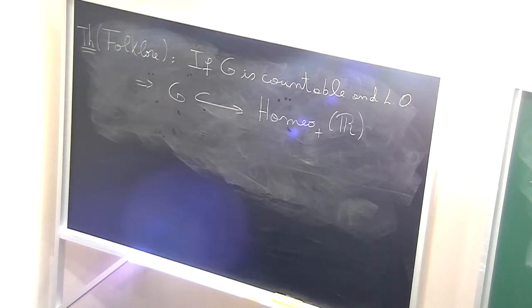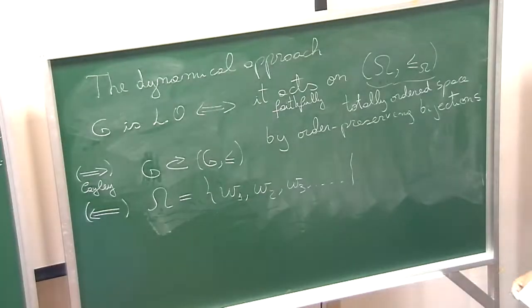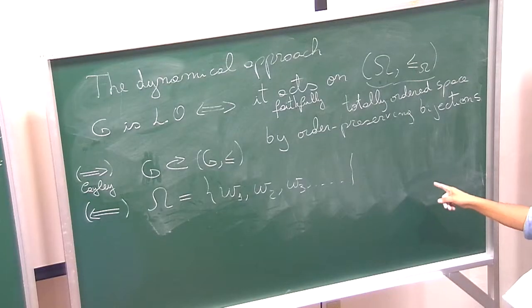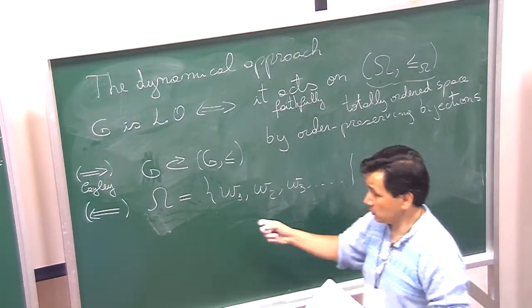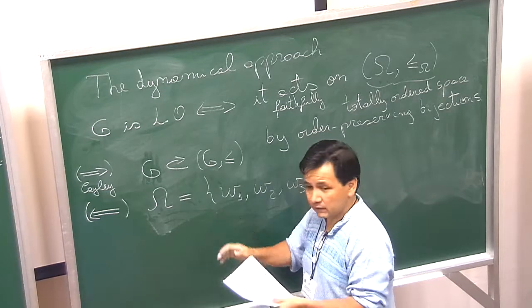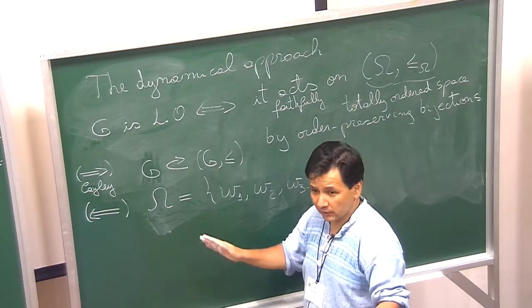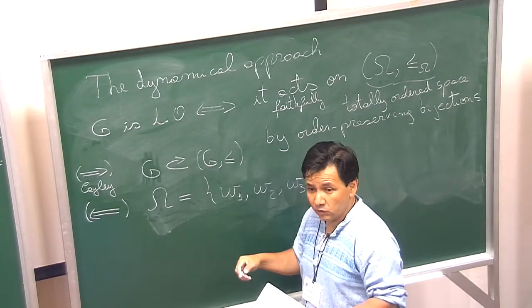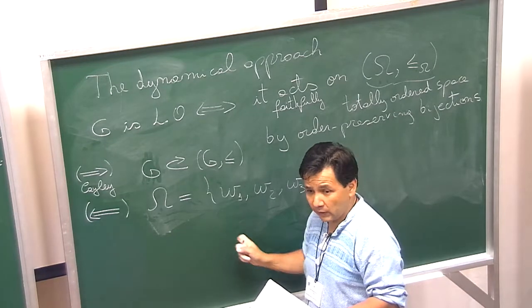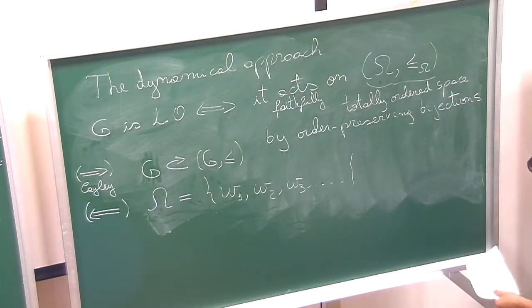Your Omega is just some totally ordered space, right? Yes. Is W1 special in any way, like a least element? That's a very good point. You just list the elements wherever you like. If you list the elements in a different way, then you will get another order.